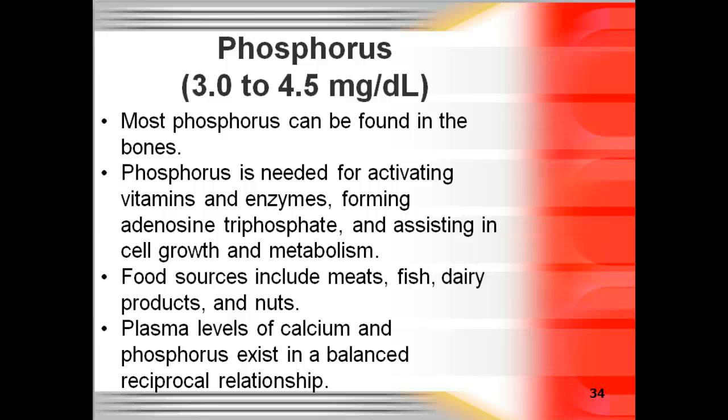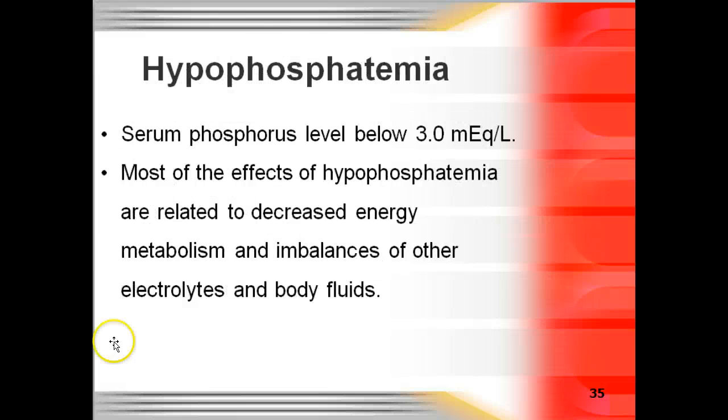The next electrolyte is phosphorus, and phosphorus in the body is most known for bone growth and development. The normal range is 3 to 4.5 milligrams per deciliter. Phosphorus is needed for activating vitamins and enzymes, forming adenosine triphosphate and assisting in cell growth and metabolism. Some of the foods that are high in phosphorus are meats, fish, dairy products, and nuts. Plasma levels of calcium and phosphorus exist in a balanced reciprocal relationship. Remember how I talked to you earlier and I had discussed how phosphorus and calcium work hand in hand. So I just really want you to keep that in mind.